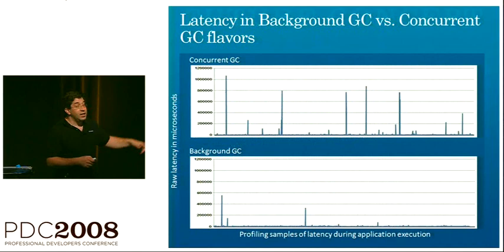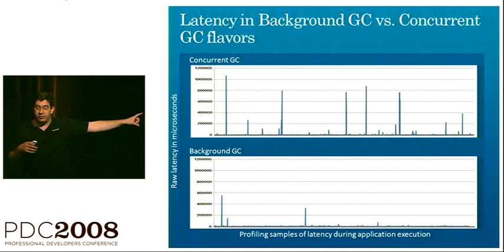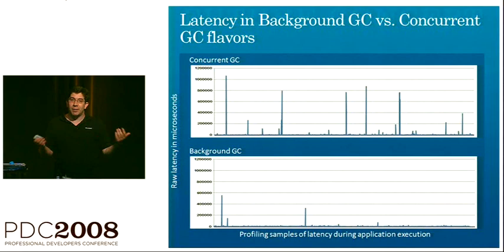Here's some actual results if you don't believe me. Here up on top is the old algorithm, concurrent GC. Down below, the same workload doing the new background GC. You'll see that both of them have a long pause at the very beginning. It turns out that when applications start up, they often allocate a lot of memory, and there's not much we can do about that. But do notice that the pause on the bottom is only about half as tall.